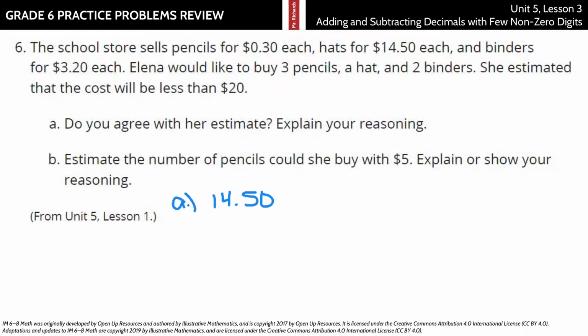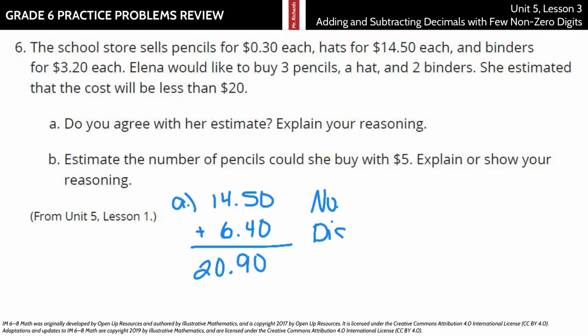2 binders are going to cost about $6.40, or exactly $6.40. So just looking at this alone, you're already at $20.90. And so that doesn't even include the pencils yet, so we're going to say no, disagree. I mean, you haven't even added the pencils in yet.